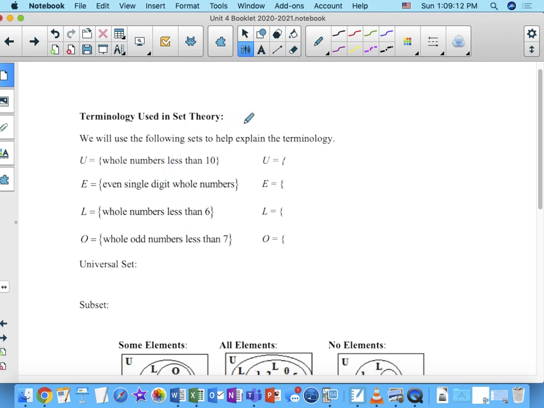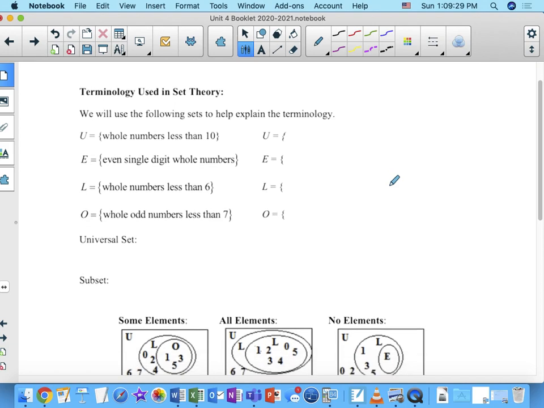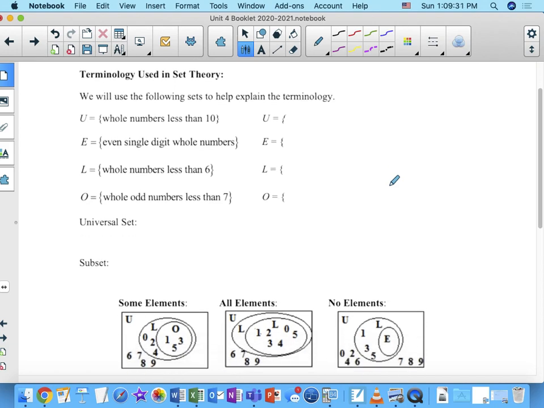Before we do that, let's just use these few sets to help us describe some terminology. So we're going to talk about U, and U is whole numbers less than 10. So let's just list those quickly. Whole numbers start at 0, so 0, and then we go up to 9. 1, 2, 3, 4, 5, 6, 7, 8, 9.